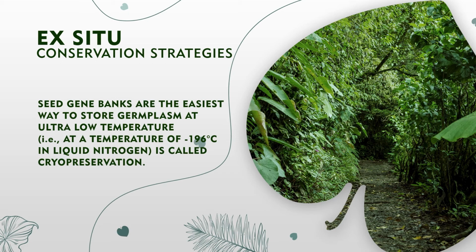Sometimes, storing germplasm at ultra low temperature, that is at around minus 197 degrees centigrade in liquid nitrogen, is called cryopreservation. It's a kind of germplasm storage that can be stored for a long period of time. In the case of what we are talking about, gene banks are collections of specimens and genetic material.